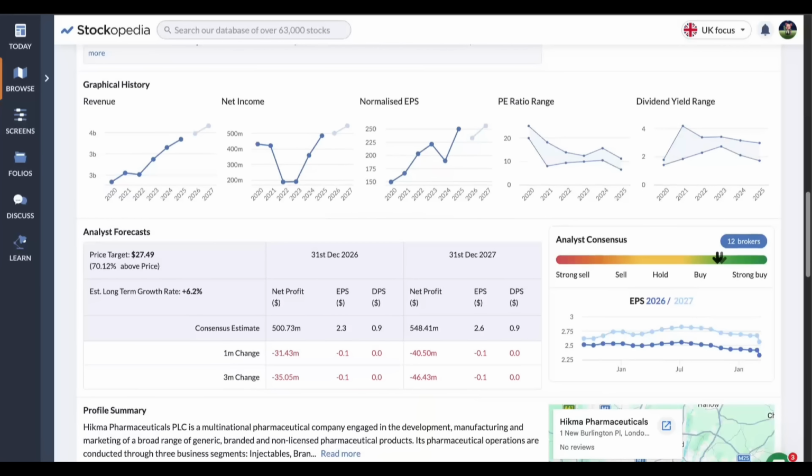The market is pricing Hikma as if these challenges are permanent, but management has framed 2026 as a transitional year, where they invest more in R&D and manufacturing capabilities, with growth expected to re-accelerate later. For me, this looks like a temporary reset rather than a broken business, which is why I'm continuing to add to my position while sentiment around the stock is so negative.